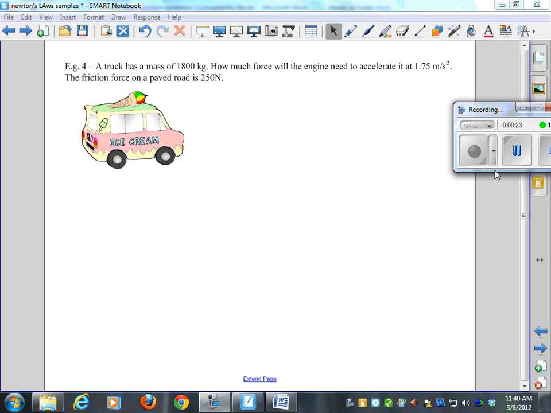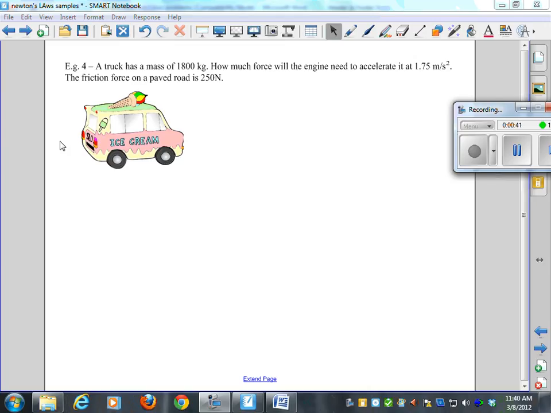Okay, so here we are in example number 4. A truck has a mass of 1,800 kilograms. It's an ice cream truck. You don't have the ice cream truck on yours. No, it's not. I apologize. How much force will the engine need to accelerate it at 1.75 meters per second squared? The friction force on a paved road is 250 newtons.